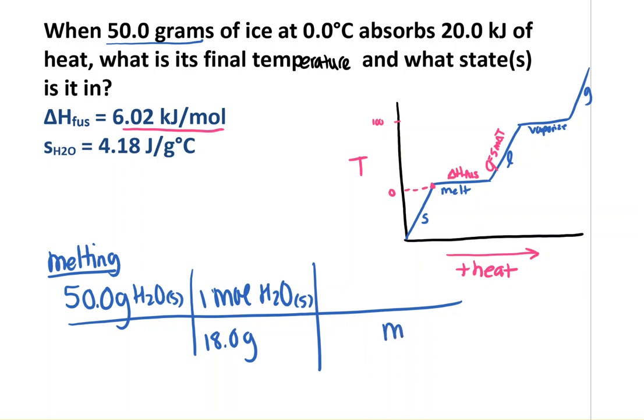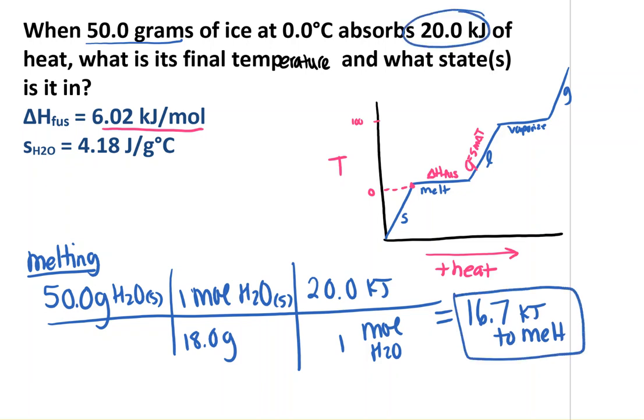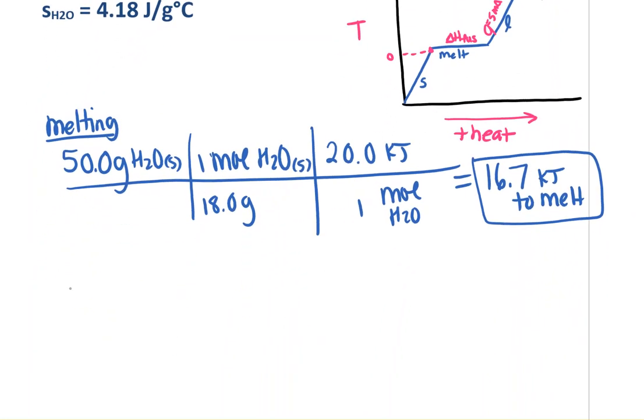And then from moles, I can go to the amount of energy it would take in kilojoules. Okay, that's how much energy it would take to melt, and it looks like I have more than that. So it looks like all of the ice is going to melt, and then at that point any additional heat will go to warming it. So let's now look at warming.